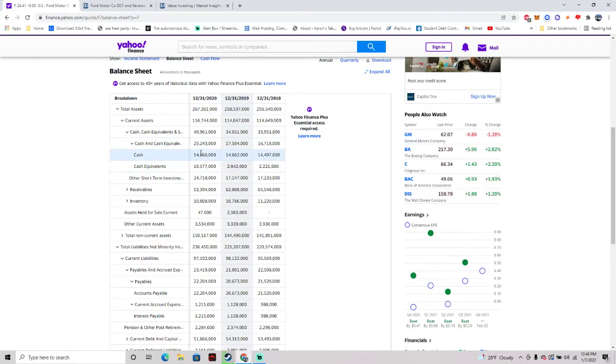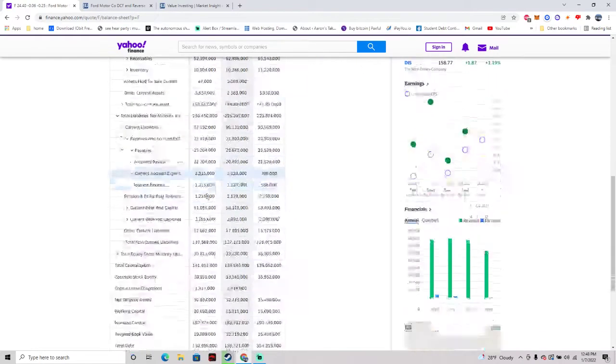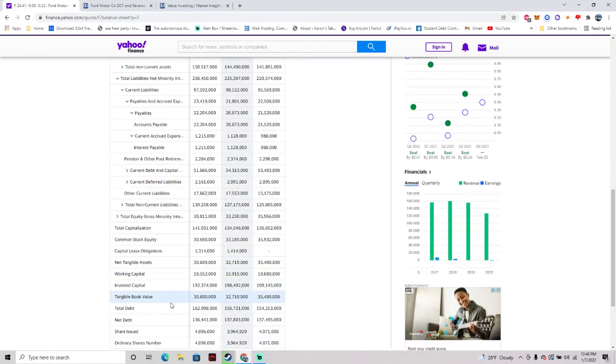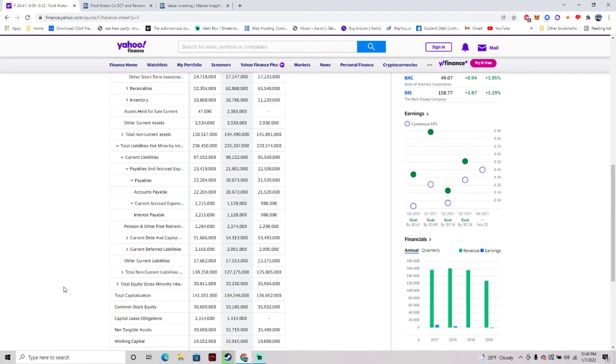So ideally they'd have less debt than they do cash, so that if push comes to shove, they could just pay off all their debt right then and there. And you'd like to see that they have more assets than liabilities. So we come down here, we see that they have 30 billion more assets than liabilities. Debt isn't showing up right here, but it should show up at the bottom. So we see 14 billion in cash, and we see total debt of 162 billion.